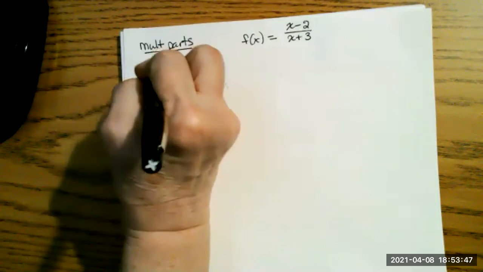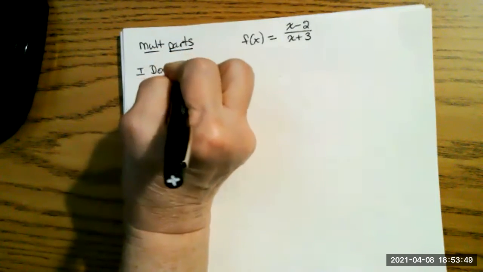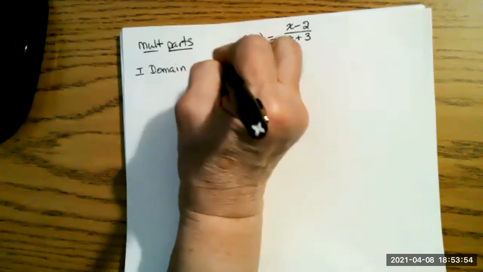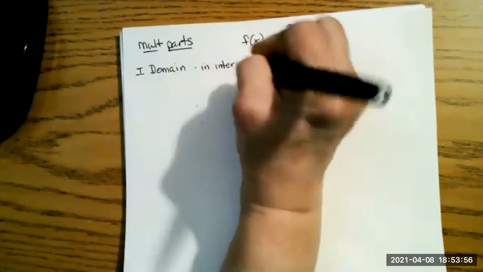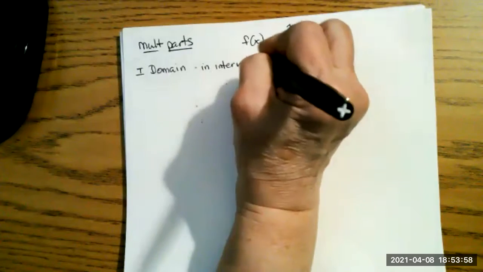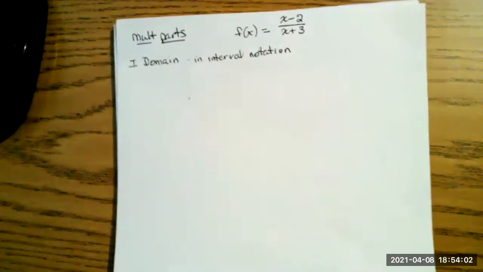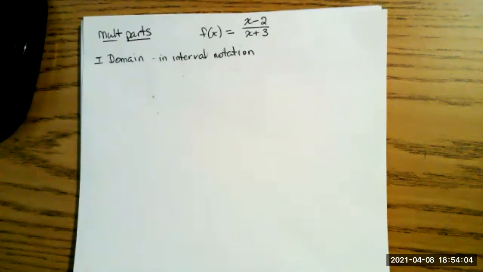Number 1 is to find the domain. And they want you to write the domain in interval notation. So watch out, because one of them I know says set notation. So watch out for your directions to see if it says interval or set.